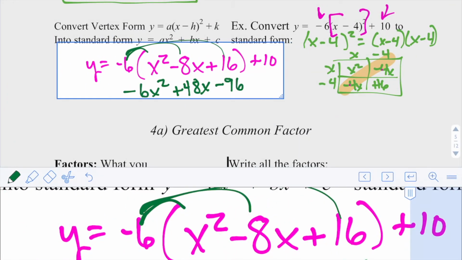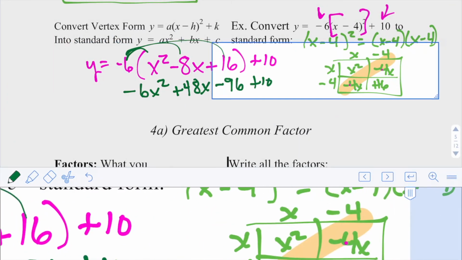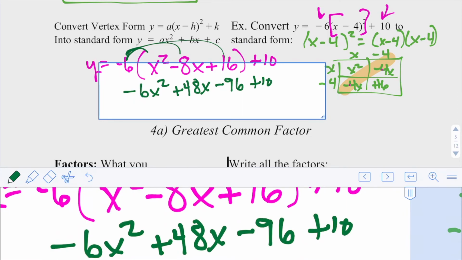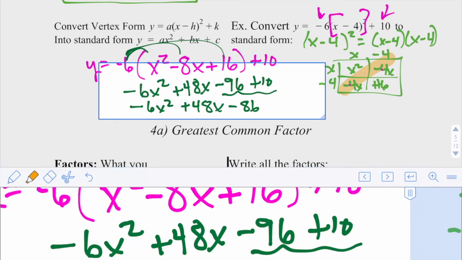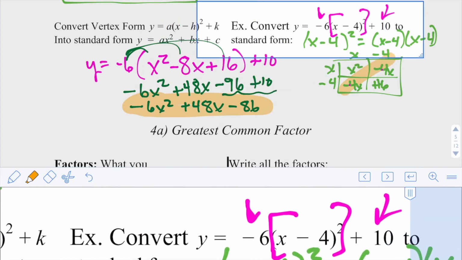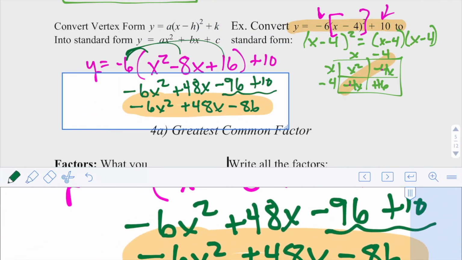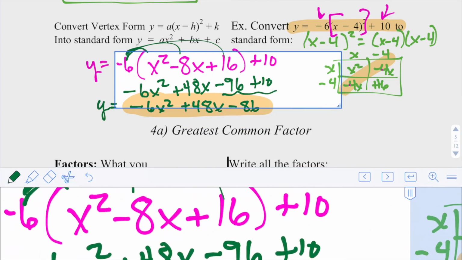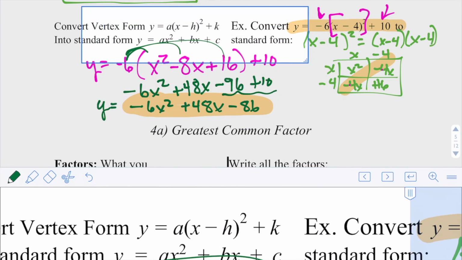But then I also still have that plus 10 out here. So last thing I'm going to do is combine those like terms at the end, these two. So I'll get -6x squared plus 48x minus 86, because -96 plus a positive 10 gives me my -86. So this would be my quadratic of this. When I get the standard form, I would have to put y equals on it like this too, just like they had. And that's how you would convert from vertex form into standard form.